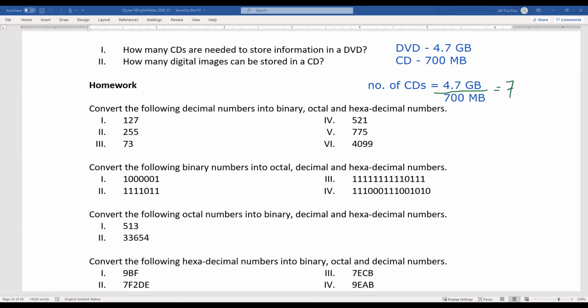The next thing that we have discussed: the digital image size is 1 megabyte, and the CD can hold about 700 megabytes of data. So how many digital images can you store? 700, right? Okay. Next one is some homework.